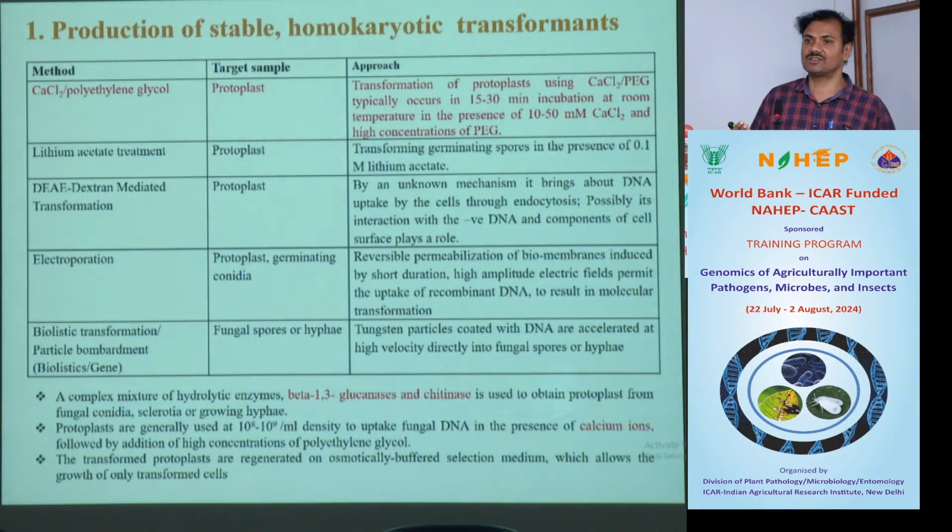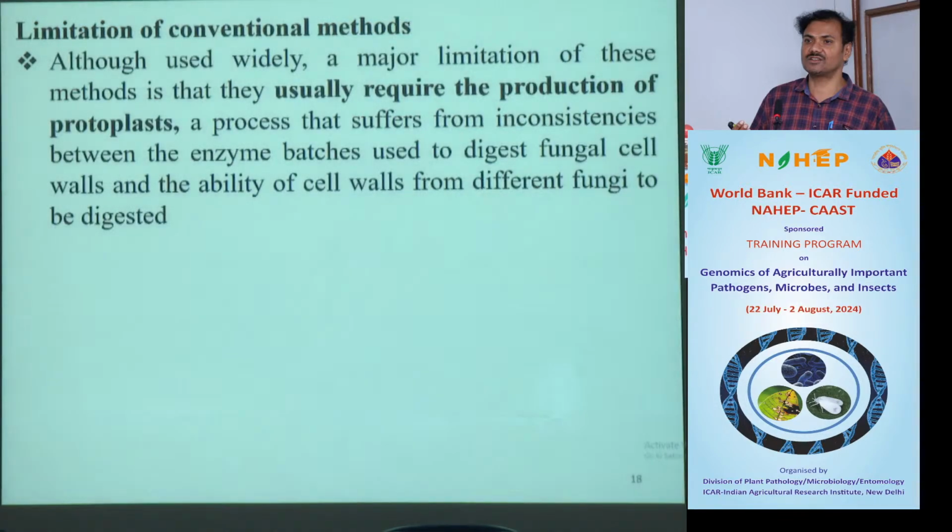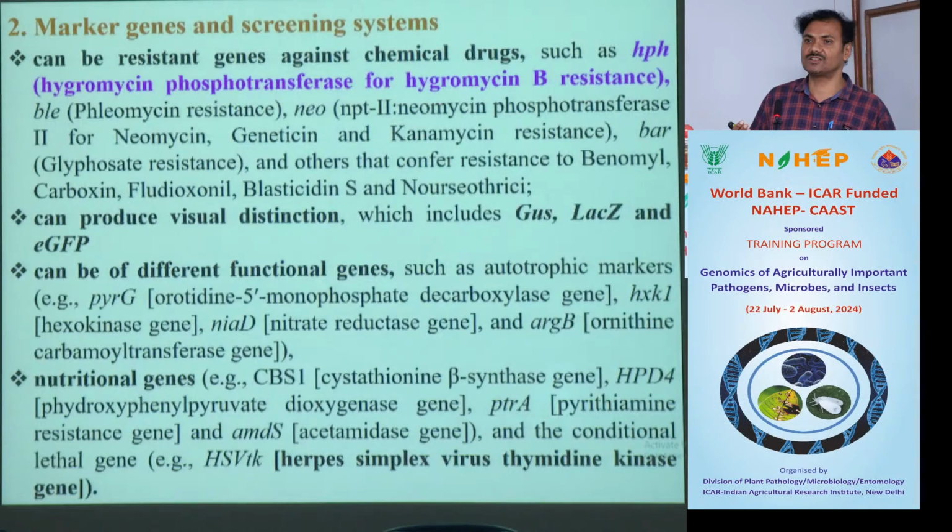The very common method in our lab, and everywhere, is the calcium chloride polyethylene glycol method. As I already told, this is the disadvantage, protoplast. Then what are the marker genes? Why do we need a marker?